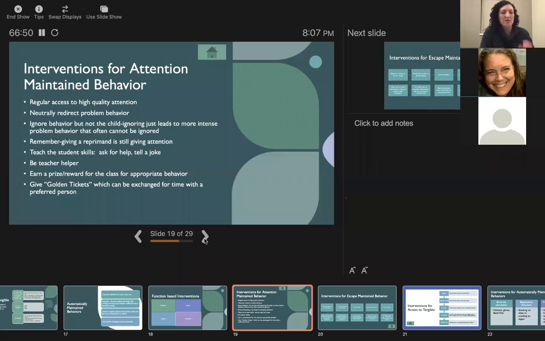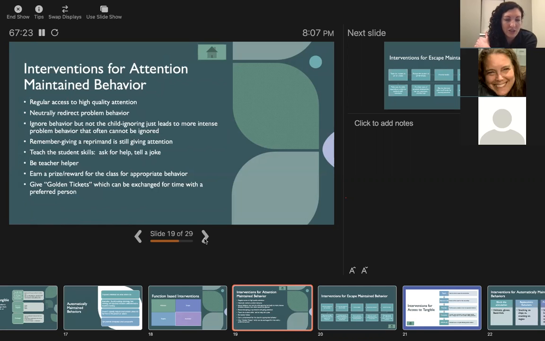So in more extreme cases, I've put interventions in place for students with attention maintained behavior, where this student engaged in physical aggression towards peers, and it resulted in a lot of time with her teacher because of that behavior. So we put these other things in place, but then we gave golden tickets. So she could utilize that golden ticket at any time, which would be exchanged for time with a preferred person.